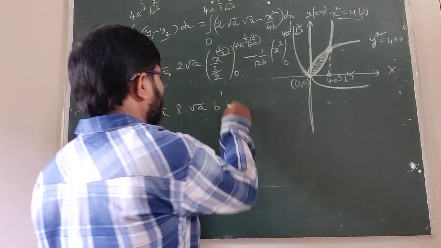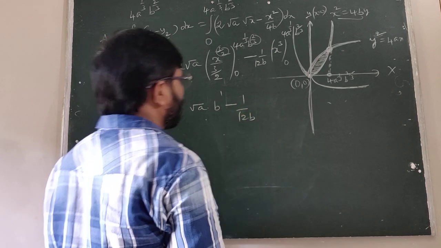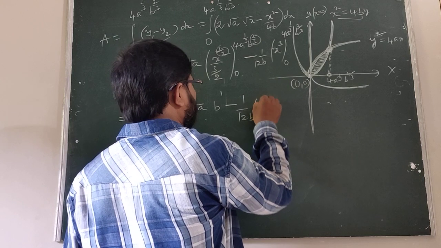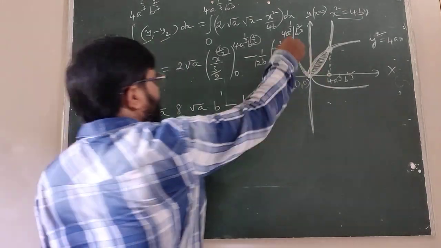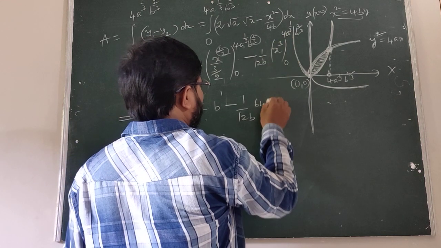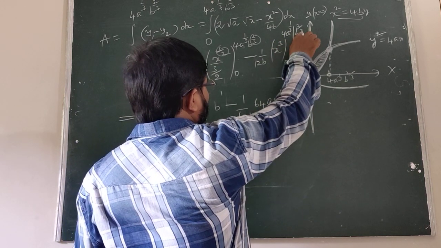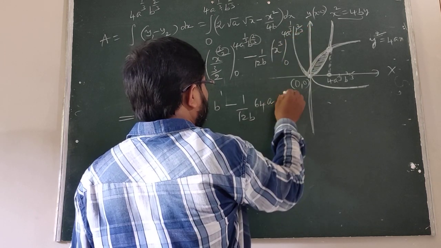How to write the next one? Minus 1 by 12b. First you can substitute the 4. 4 cube is 64. Here this is a power 1 by 3, 3 and 3 cancel, a. This is b power 1 by 3 into 2 by 3, 3 into 3, 3 and 3 cancel, b square.